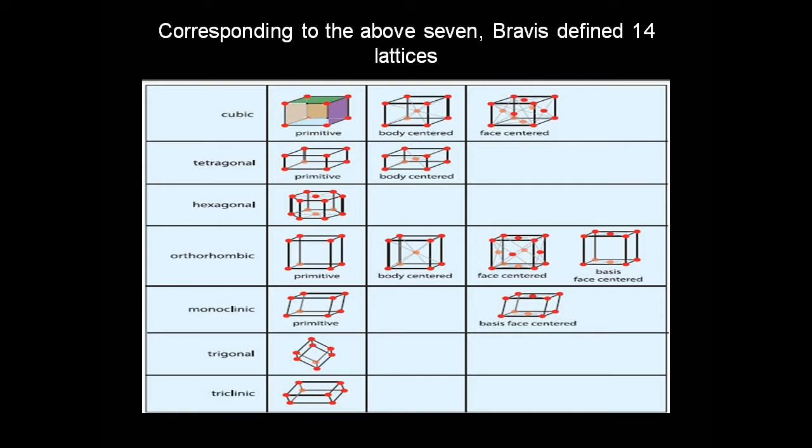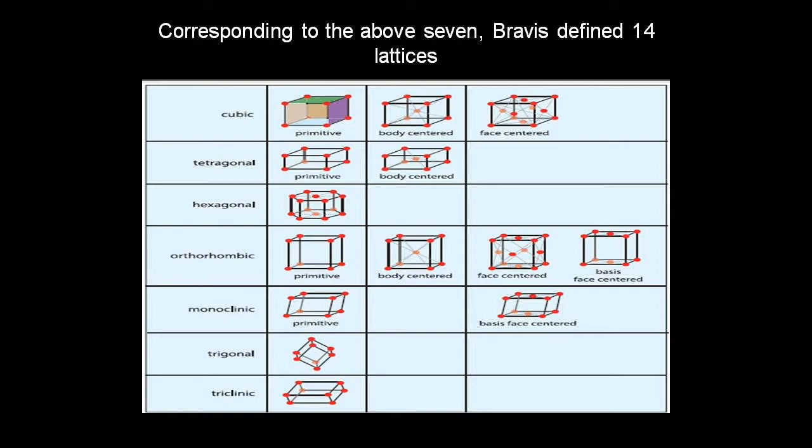Corresponding to the above 7 crystal systems, the primitive systems, Bravais defined 14 lattices. They are, first one, cubic. Under the cubic, there are 3: primitive, body centered, face centered. In tetragonal, there are 2: primitive and body centered.